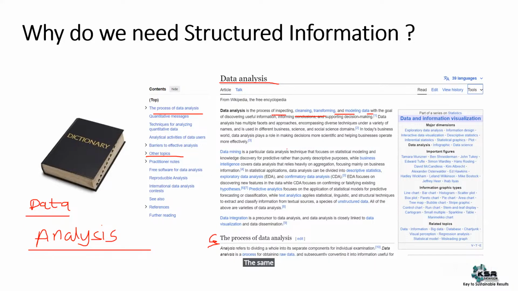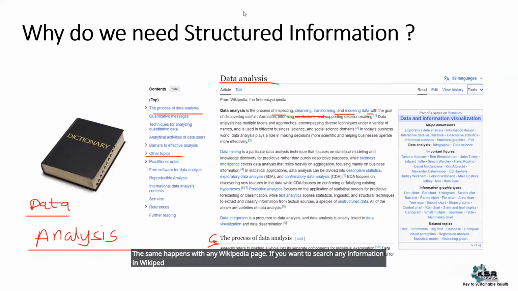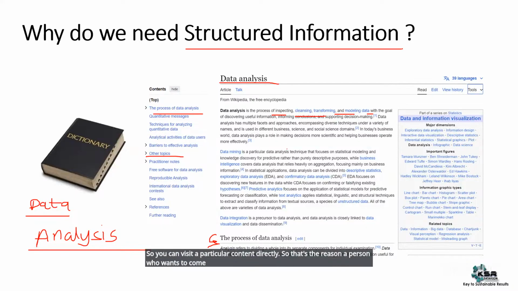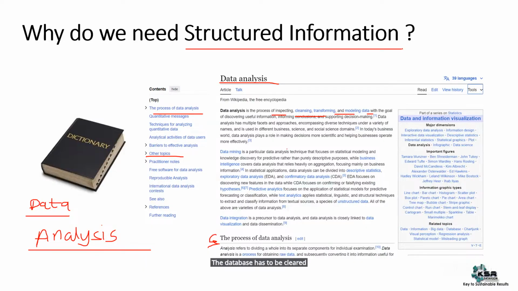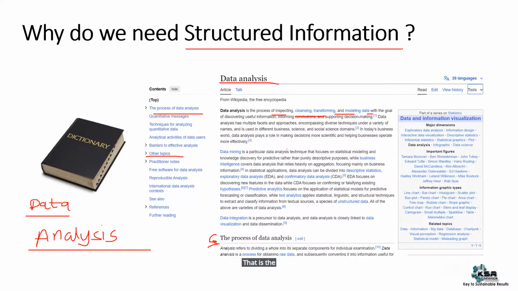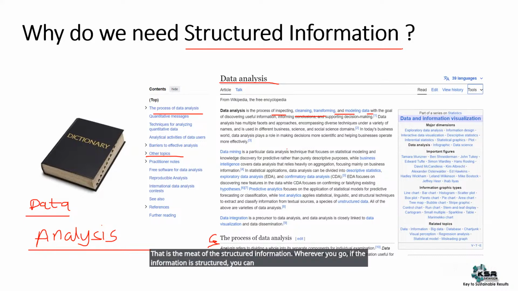The same happens with any Wikipedia page. If you want to search any information in Wikipedia, the content of that page is always mentioned at the top towards the left. So you can visit a particular content directly. That's the reason a database that a person wants to communicate with has to be clean, so that he can easily get that information. He can easily extract that information. That is the need of structured information. Wherever you go, if the information is structured, you can easily fetch it, right?